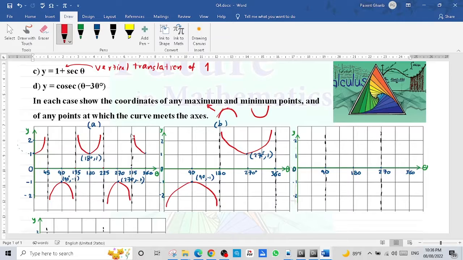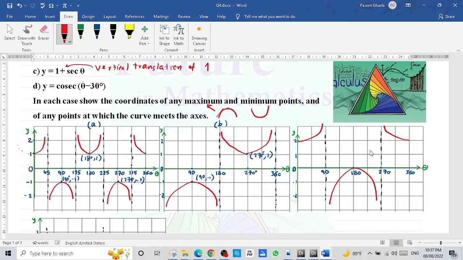The asymptotes of sec theta are at 90 and at 270. Then for the curve of 1 plus sec theta, because we shift it up, it is not at 1, it is at 2, because we translated 1 unit upward. So it's like this. And at 180 it comes like this, because it's a translation 1 unit upward. And here at 360, but it's going up here. So this is the curve of 1 plus sec theta.